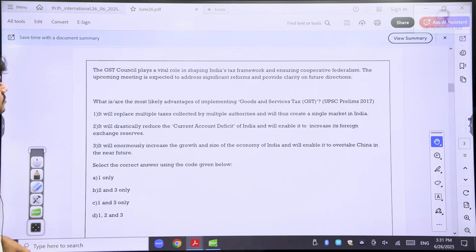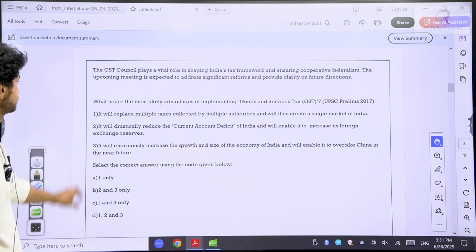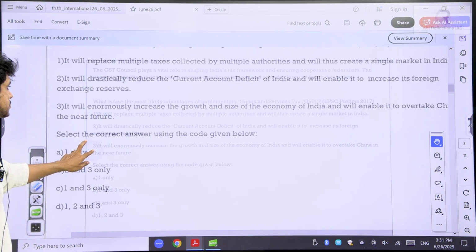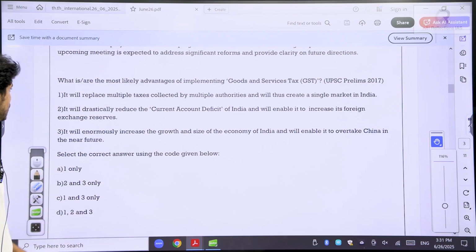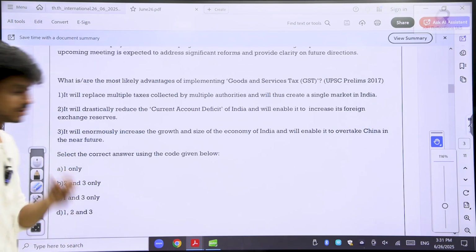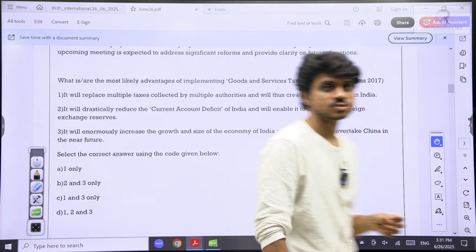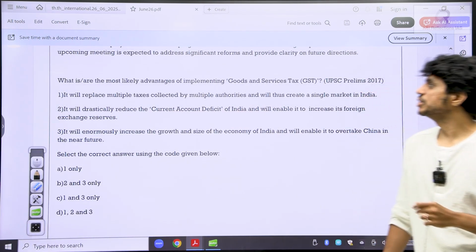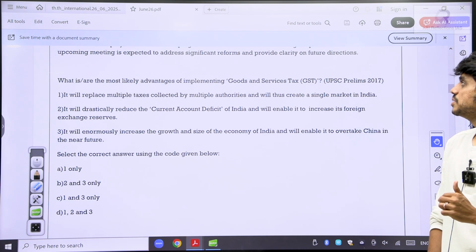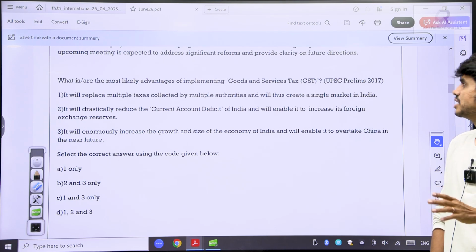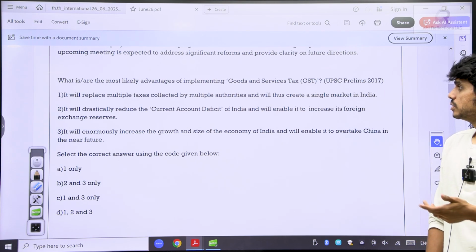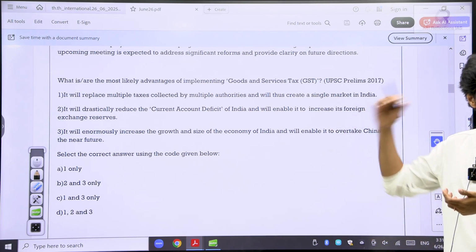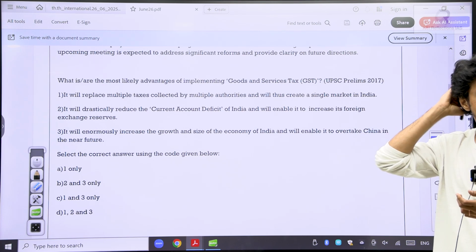What are the most likely advantages of implementing GST? Try. Okay, think, others also. Any other options? First try. Statement 1: it will replace multiple taxes collected by multiple authorities and will thus create a single market. This is true. That's what we are talking about. Anyone disagree with that statement? Everyone clear with statement 1?